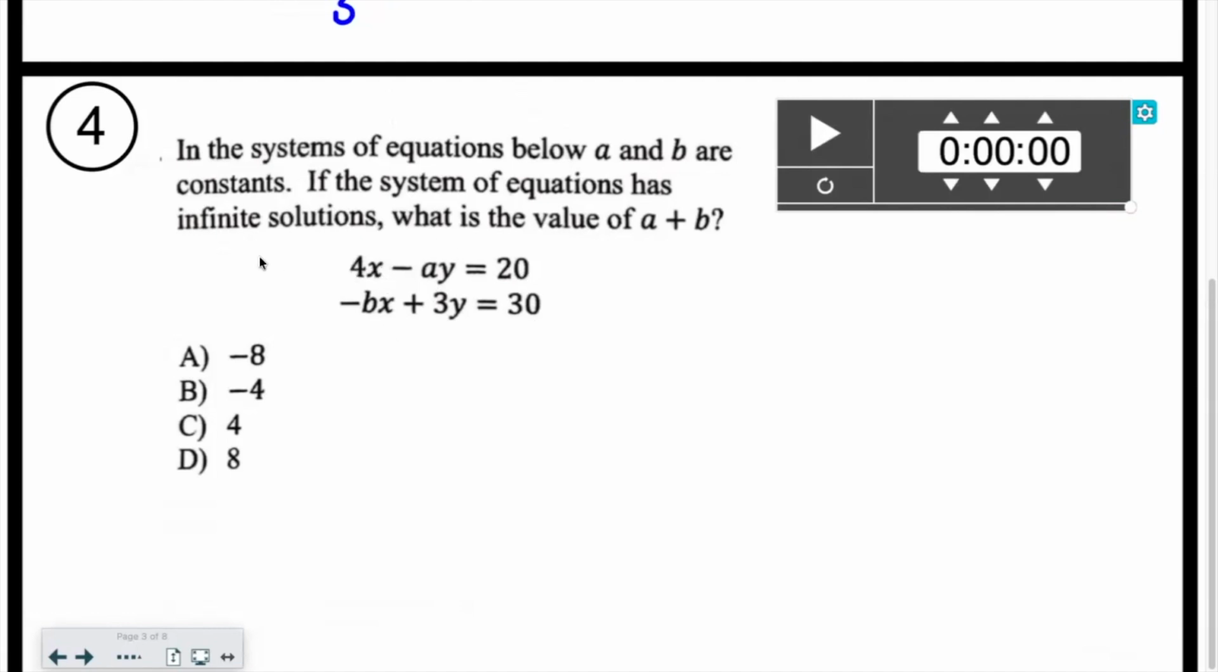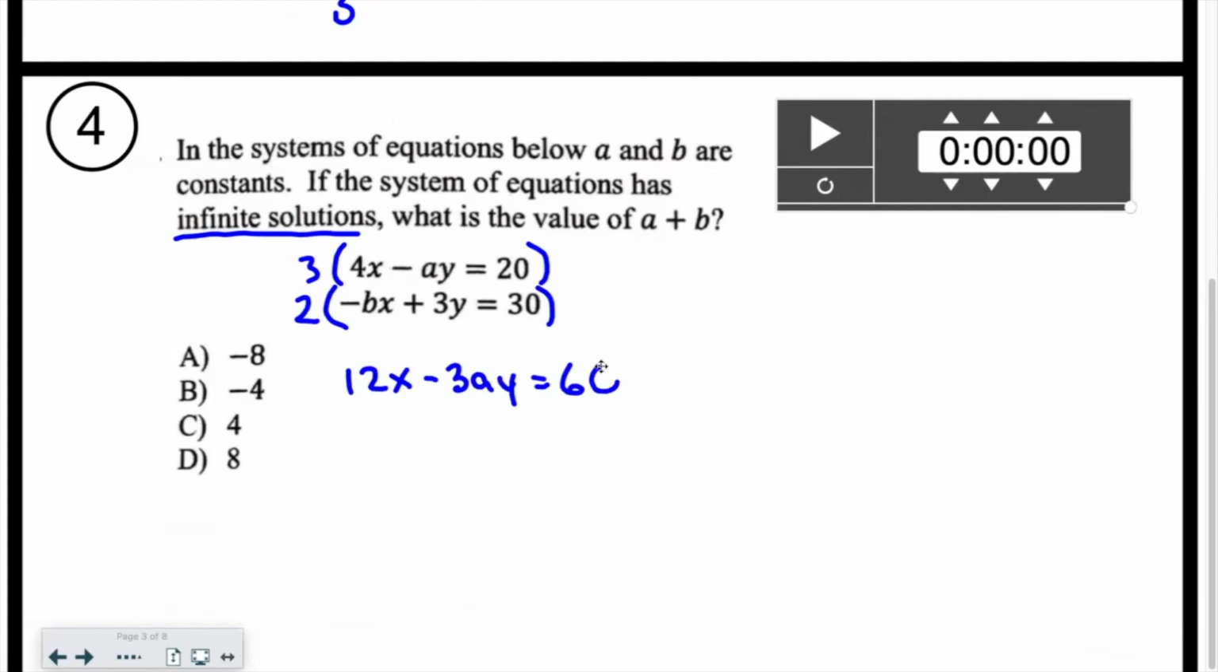So if I want infinite solutions for a system, I want to make them look exactly the same. So I multiplied the top equation by 3 and the bottom equation by 2. When I multiply the top equation by 3, I get 12x minus 3ay equals 60. And when I multiply the bottom equation by 2, I get -2bx plus 6y equals 60. So that's what I wanted. I wanted these both to be 60.